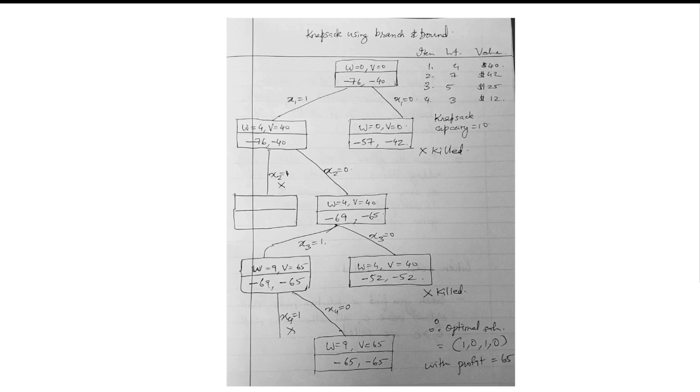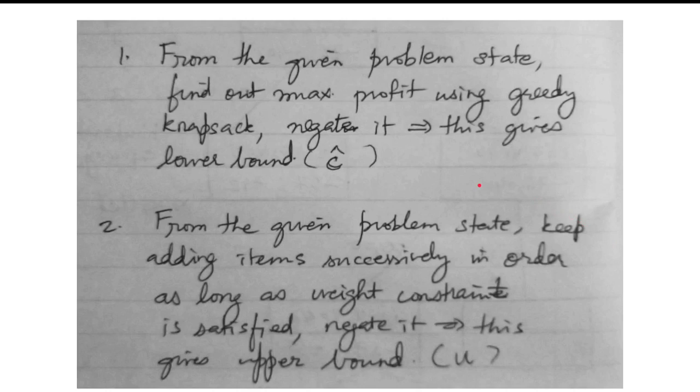And so what are the upper and lower bounds for this problem? It's easy. From the given problem state, find out the maximum profit using greedy knapsack. When you use greedy knapsack, it tells you the maximum profit you can obtain. You can never outperform greedy knapsack. So this immediately is like an upper bound, but it can be converted to a lower bound because you are inverting the sign. You are negating it. So this is your lower bound, C cap.